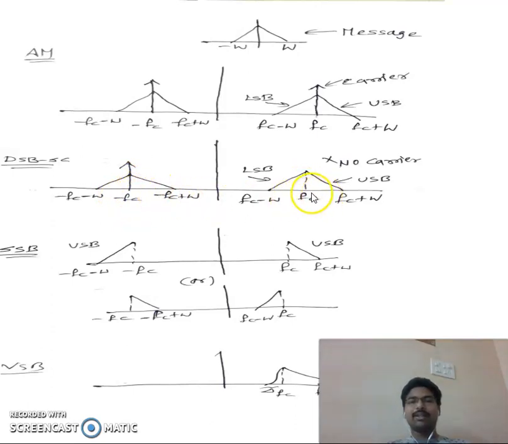And observe here, if the spectrum is shifted to plus Fc, here it is Fc plus W, here it is Fc minus W. So this is the spectrum which contains both USB and LSB bands. Here we are not adding an extra carrier in the DSBSC, so that's why no carrier is present here.